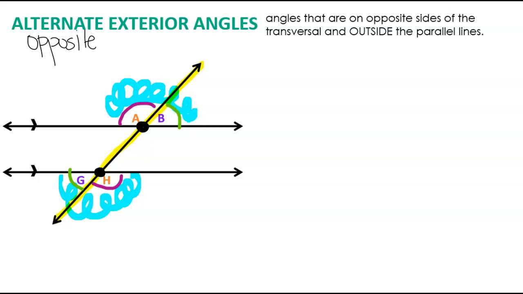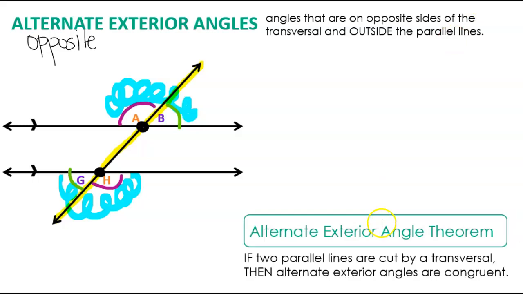So let's look at if two parallel lines are cut by a transversal. Okay, so if the lines are parallel, then the alternate exterior angles are congruent. So far, the corresponding angles have been congruent, the alternate interior have been congruent, and the alternate exterior have been congruent. Okay?